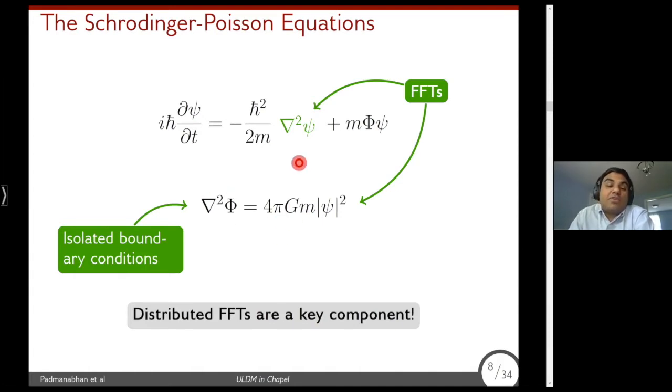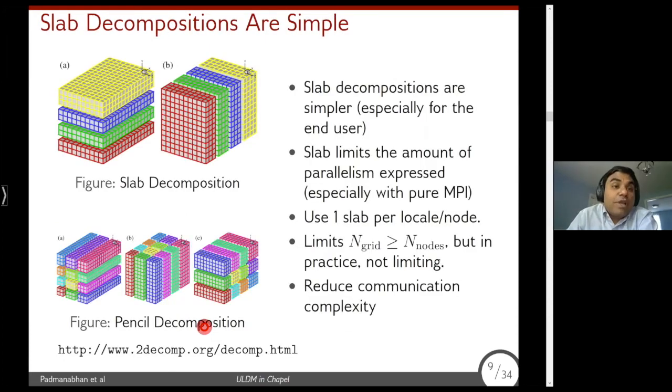The key piece to notice about both of these equations is that critical elements in calculating both the Schrödinger equation and the gravitational potential require running FFTs. The algorithms are most easily expressed if I can go back and forth into Fourier space and back. And so if we wanted to run a distributed code, having a good distributed FFT was a key component of this code. Now, when you turn to distributed FFTs, the first question you have to ask is, how do you want to distribute your data?